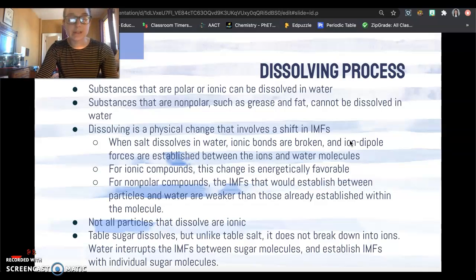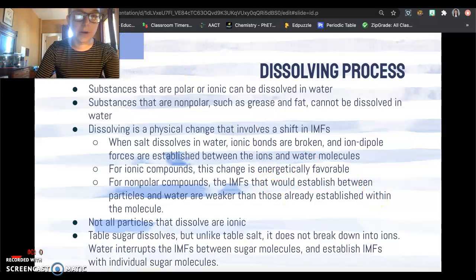Not all particles that dissolve are ionic, and some ionic particles don't dissolve very much. So table sugar does dissolve, but unlike table salt, it doesn't split into ions. It splits into small molecules. So those small molecules are surrounded by water molecules. Water interrupts the intermolecular forces between sugar molecules, and establishes intermolecular forces with sugar molecules. So they kind of block sugar molecules from one another.